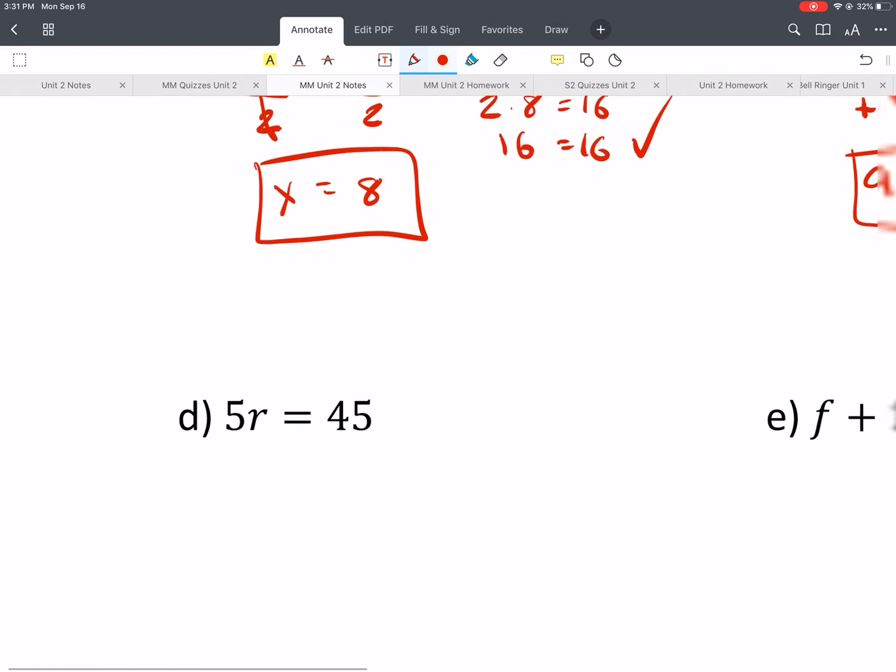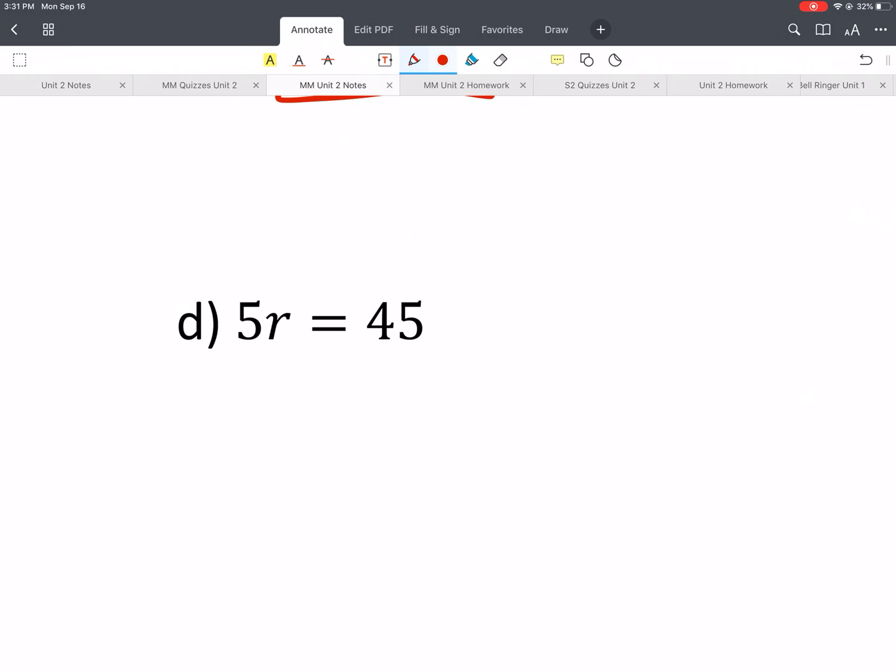These are pretty simple, so hopefully you feel like you're good. Here they're being multiplied, 5 times r, so we'll divide by 5. And we'd get r equals 9.